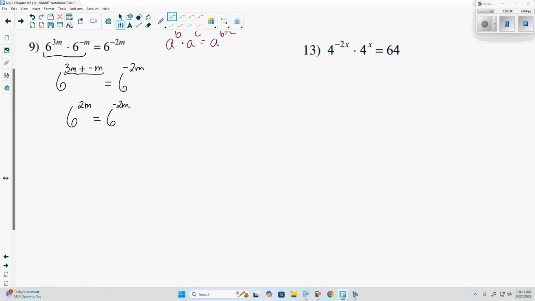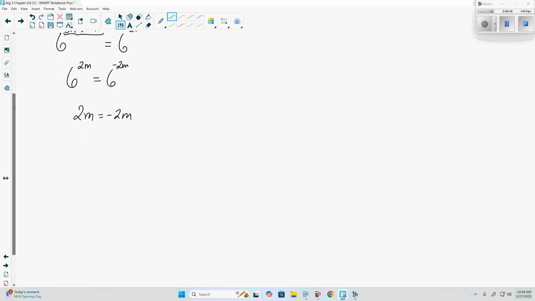The bases are the same, and we have 1 of each, meaning that the only way these can be equal is if the exponents are. So we're going to add 2m to both sides, because our negative 2m plus 2m is 0. Nothing on that side, so it is just 0, yes? 2m plus 2m is 4m. Questions on how we got here?